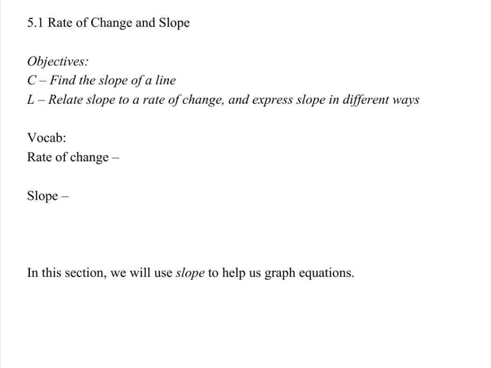In section 1 of chapter 5, we're going to first just talk about rate of change and slope. And I've kind of been talking about rate of change and slope all year long. We just haven't really put a formal name to it yet. Rate of change and slope are your two vocab words for this section.